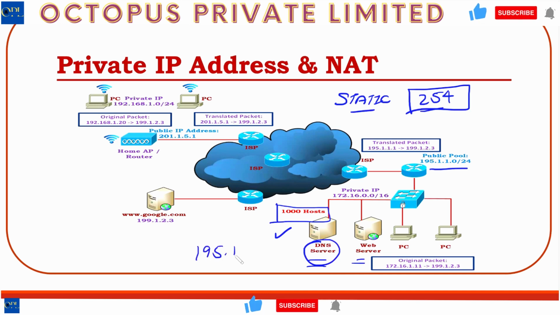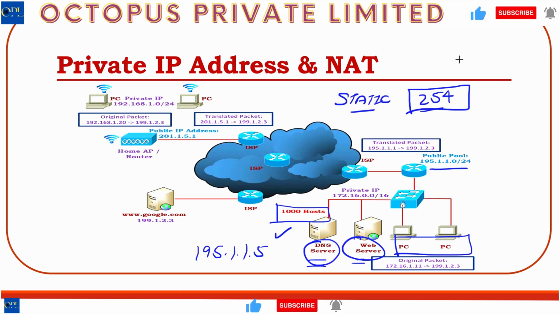you're saving yourself, rather than assigning 1,000 hosts, you're only assigning 254 hosts to that particular public IP. Okay, so you're still saving a whole bunch of different addresses. Although it's not dynamic, it's still static. So this company will have a range of 195.1.1.1 through 254 as its public addresses.